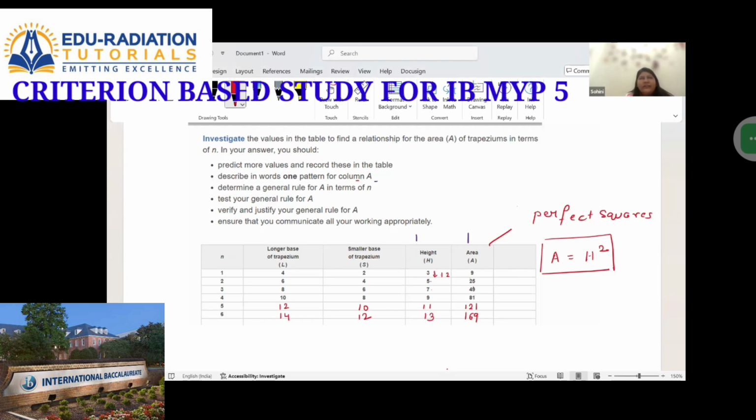Could you tell me, based on the concept we learned, did we use an additive pattern here or a formulaic pattern here? Additive pattern. Okay. So for the longer and the smaller base, we used an additive pattern. But with respect to height and area, we have used a formulaic pattern, right? So that completes our table.